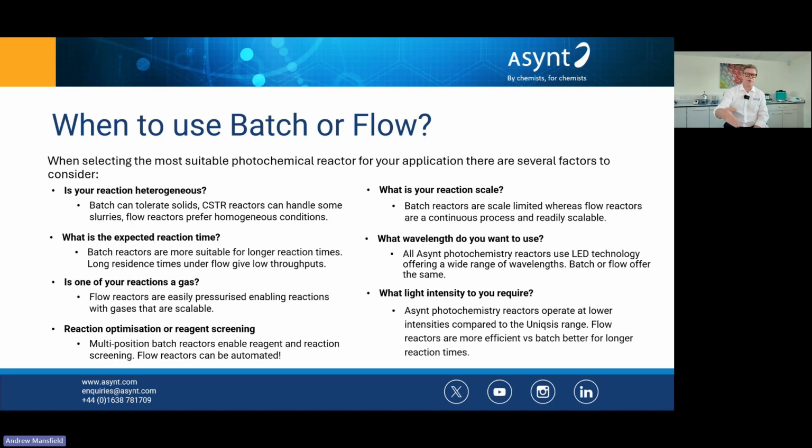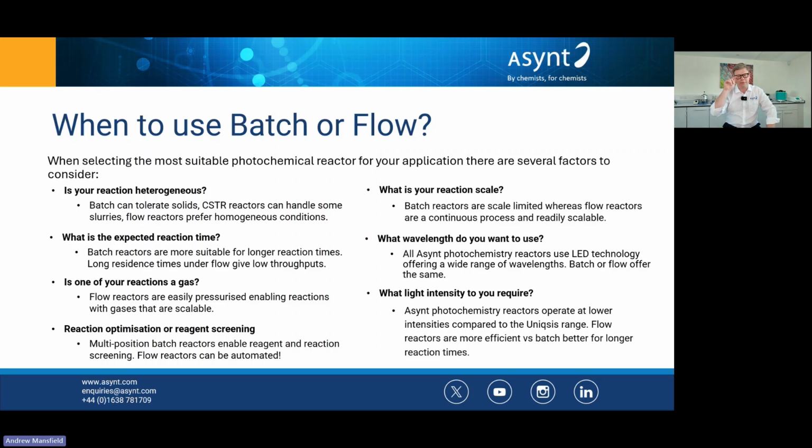I guess the last two examples here are kind of neat because we have almost identical light sources for both the batch and the flow reactors. Under the Asynt range, we use the same LEDs with the Unisys products, exactly the same light sources. So wavelength selectivity really comes down to what wavelength you're using with your catalyst or your chemistry.